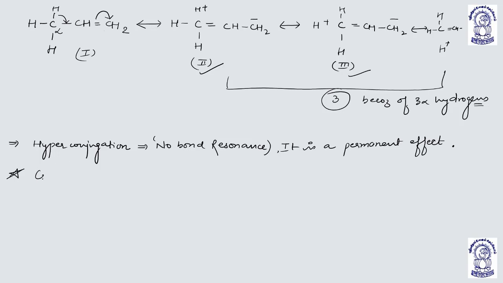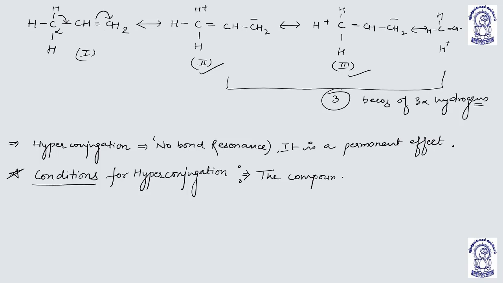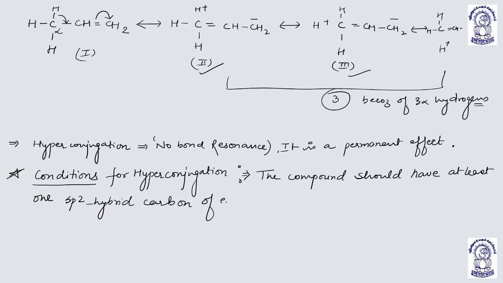What are the conditions for hyperconjugation? First, the compound should have at least one sp2 hybrid carbon, of either an alkene, or alkyl carbocations, or alkyl free radicals.